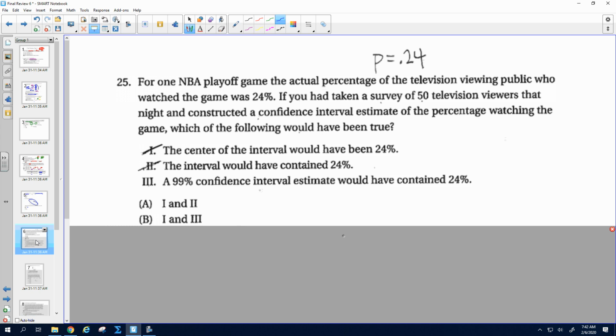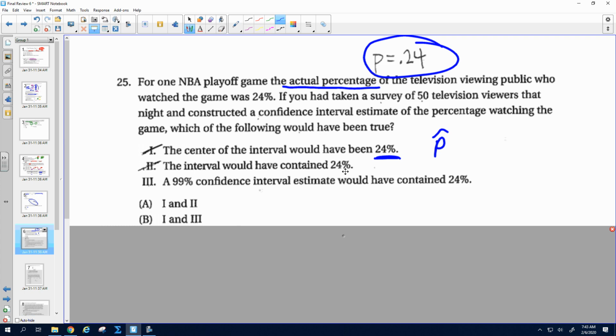All right, so number 25, the center of the interval would have been 24%. You guys, this is the true P that they're giving you. It says the actual percentage of the public who watched the game was 24%. When you take a bunch of confidence intervals, they always contain a sample P. They may or may not contain the true proportion, right? So that's not true. The interval would have contained 24%.